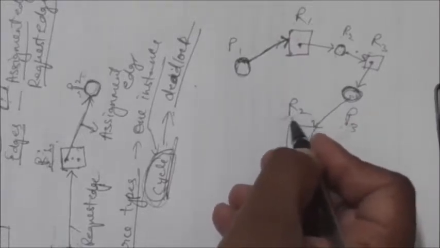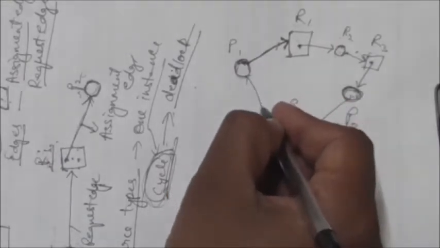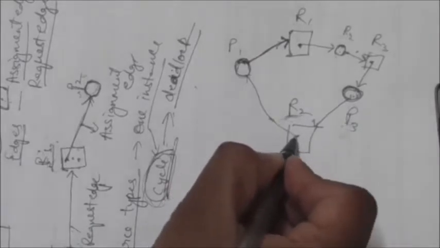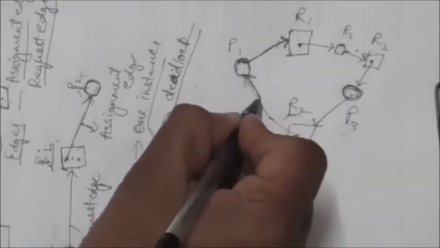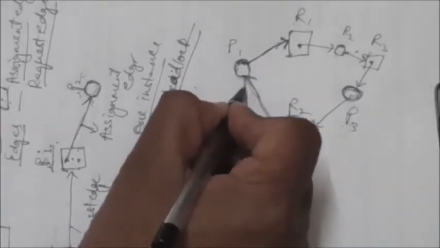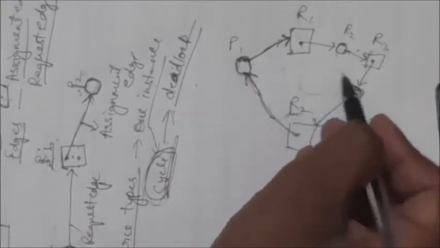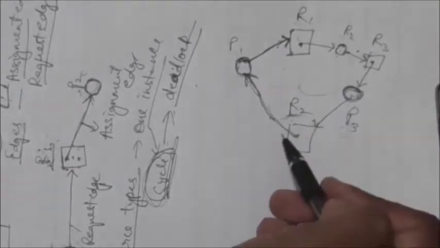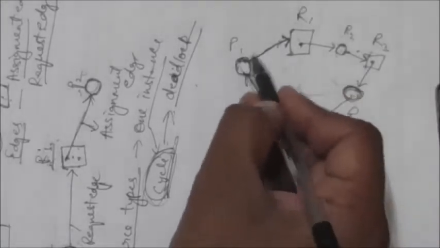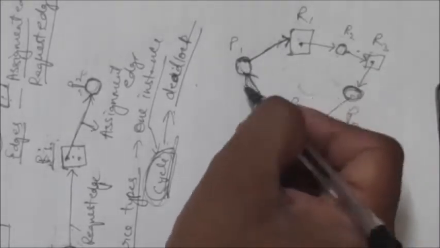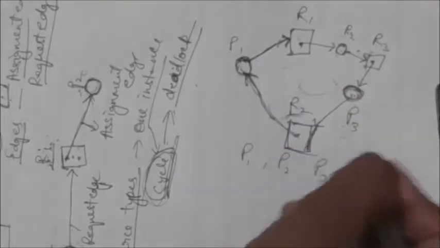Now suppose this resource type R2's instance is assigned to process P1. So I will draw an assignment edge from this dot to the vertex which represents the process P1. Now here there is a cycle. See, in this system resource allocation graph, there is a cycle. So what happens here? There is a deadlock. The processes which are involved in this cycle are in deadlock. So here processes P1, P2 and P3 are in deadlock.